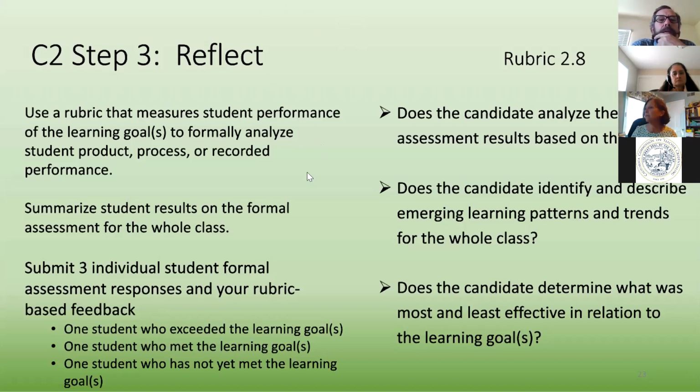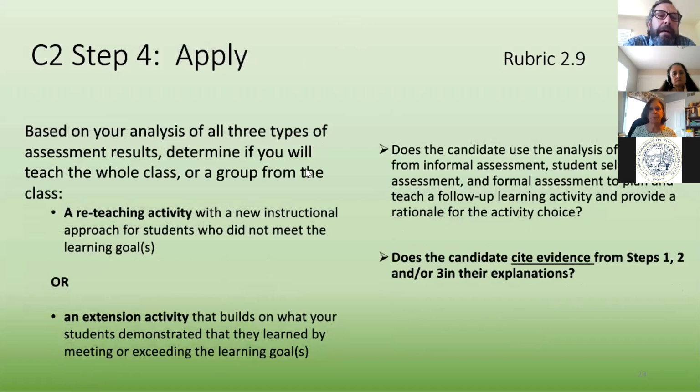And I think that takes us to the next step. Step 4 to apply. So for cycle 2, we're again asking them to look at the assessment results. This is really bringing in that idea of what is the evidence for their decision making. And so based on their analysis, are they going to do a reteaching activity with a different instructional approach for the students who didn't meet the learning goals? Or are they going to create an extension activity that builds on what they demonstrated in the series of lessons that they had gone through with their students?